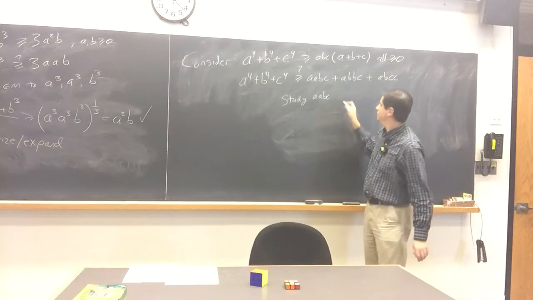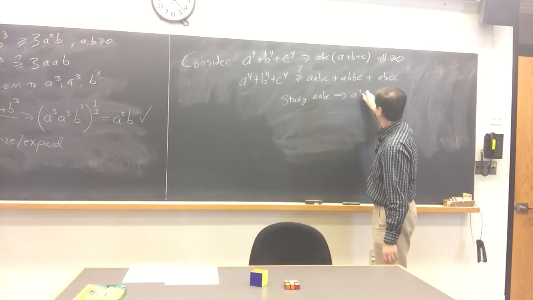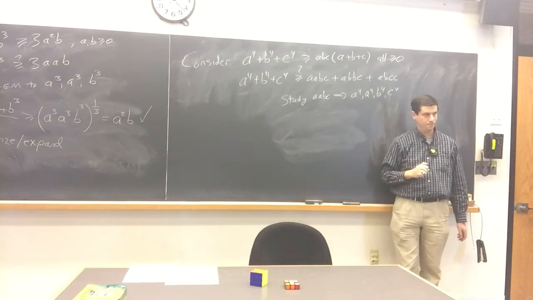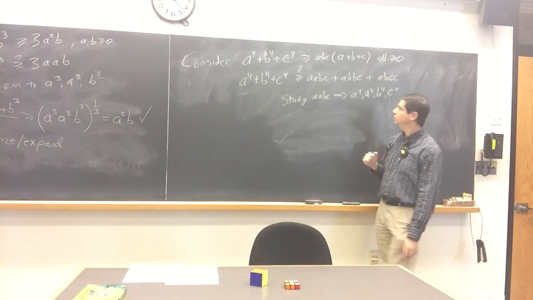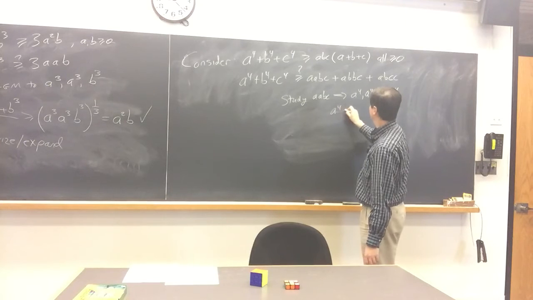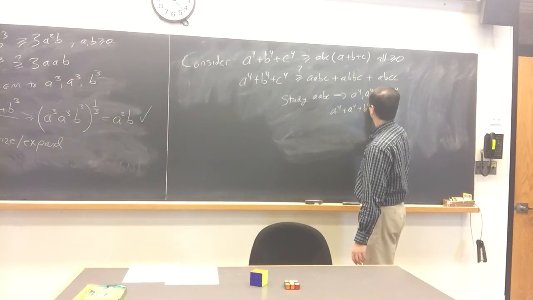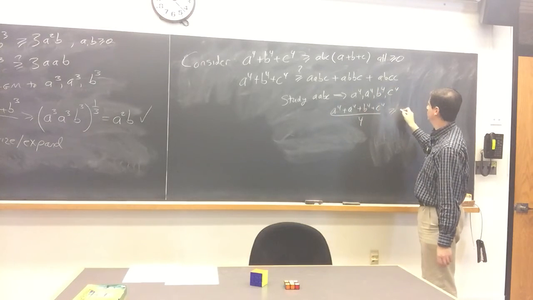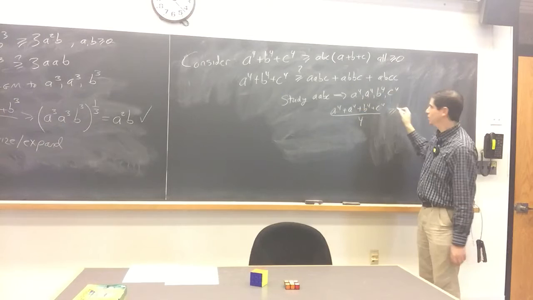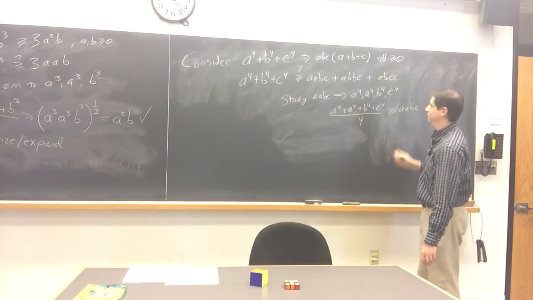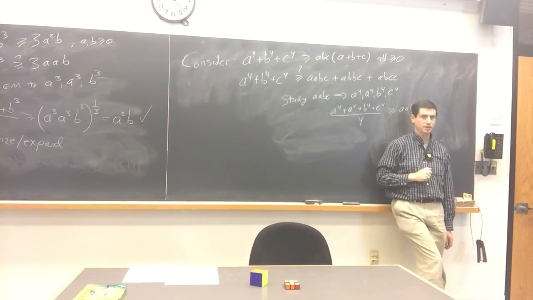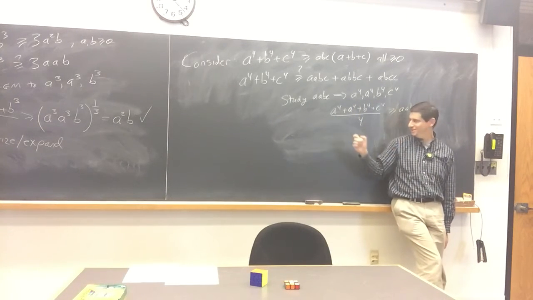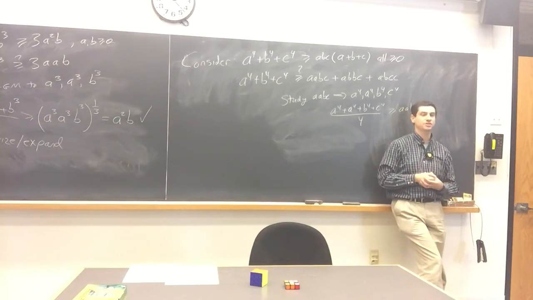So a, b, c. This should be studying a to the 4th, a to the 4th, b to the 4th, c to the 4th. And by the arithmetic mean, geometric mean, what would we get? We would get a to the 4th plus a to the 4th plus b to the 4th plus c to the 4th over 4 is greater than or equal to the 4th root of this product, which would just be a, b, c. And then we do it for the other ones. We're going to do this 4 times. We have a 4 down here. Maybe that 4 is going to cancel out.